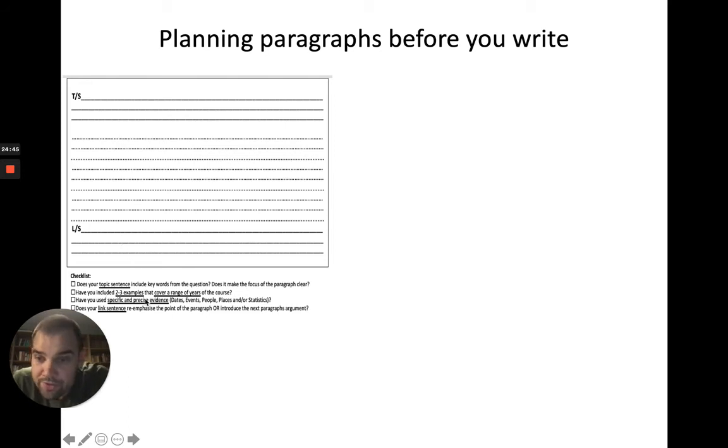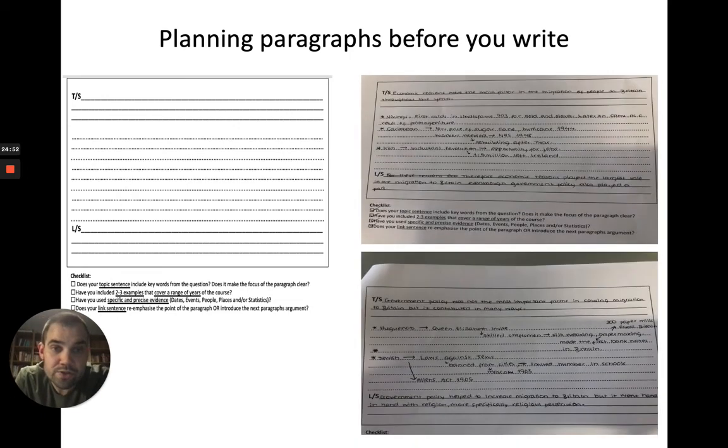Now, on this one, you can see I've given you a little checklist of things to check that you've done before you then actually go to writing. So you can see here two examples of students who've done their plan. So this is their plan for their paragraph before they've written their full essay. Okay.